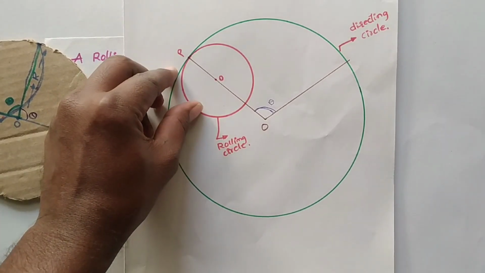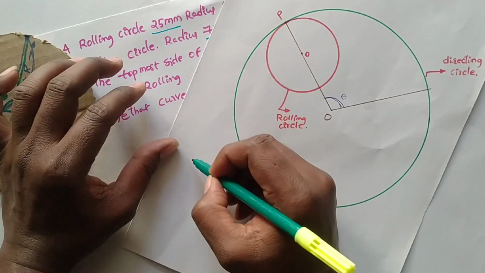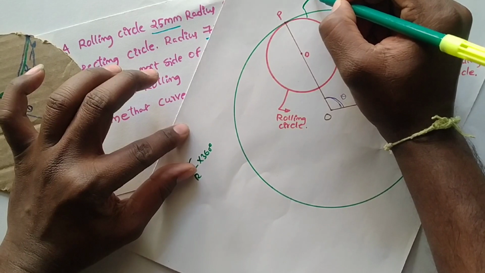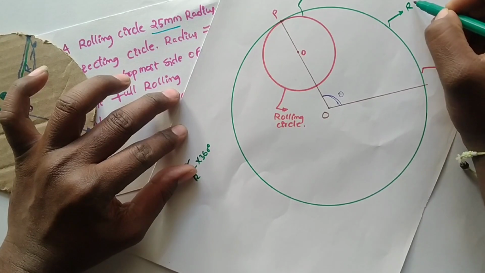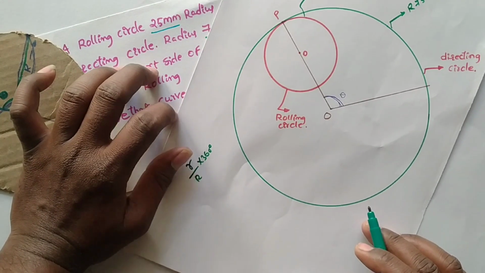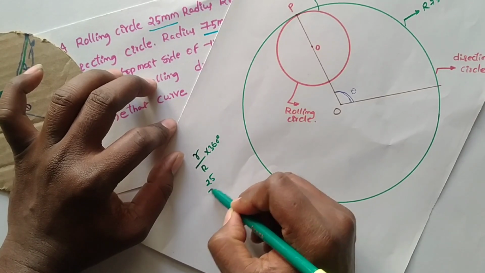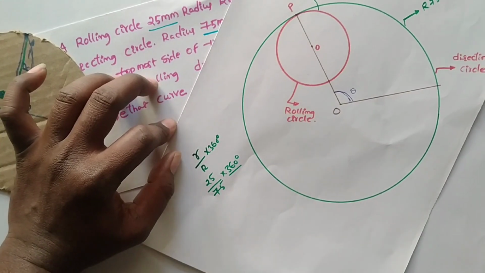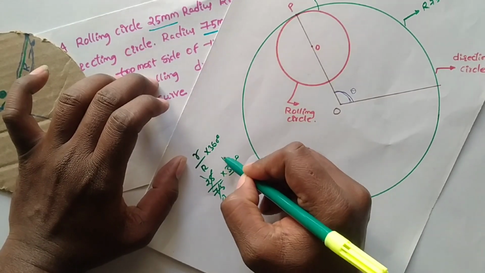When the rolling circle completes its full rolling, the formula to find the angle is small r by capital R into 360. Small r is the radius of the rolling circle, and capital R is the radius of the directing circle. The rolling circle radius is 25 mm and the directing circle is 75 mm, into 360. 360 is the internal angle in a circle. 25 threes are 75, and one three is 360.